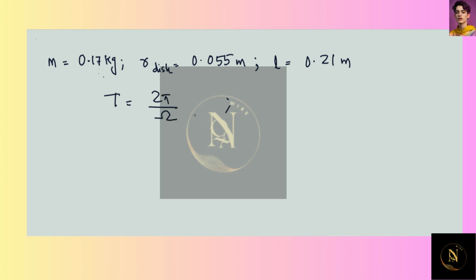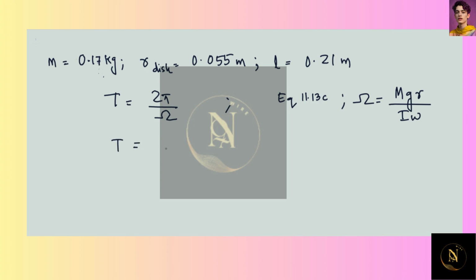The period of precession T is related to the reciprocal of the angular precessional frequency by this, and we will use equation 11.13c for the precessional angular velocity, which is capital omega here. So from this equation we have capital omega equal to mgr over I omega. Now we can substitute this expression into this equation.